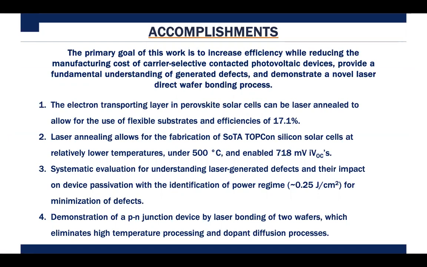In this aim, I've demonstrated the electron transporting layer in perovskite solar cells can be laser annealed to allow the use of flexible substrates and efficiencies of 17.1% on those substrates. I've demonstrated laser annealing allows for the fabrication of state-of-the-art TOPCon silicon solar cells at relatively lower temperatures, under 500 degrees Celsius, which enabled 718 millivolt iVOCs. I've provided a systematic evaluation for the understanding of laser-generated defects and their impact on device passivation, with the identification of a power regime for minimization of defects. And I've demonstrated a PN junction device by laser bonding of 2 wafers, which eliminates the need for high temperature processing and also eliminates any dopant diffusion processes.